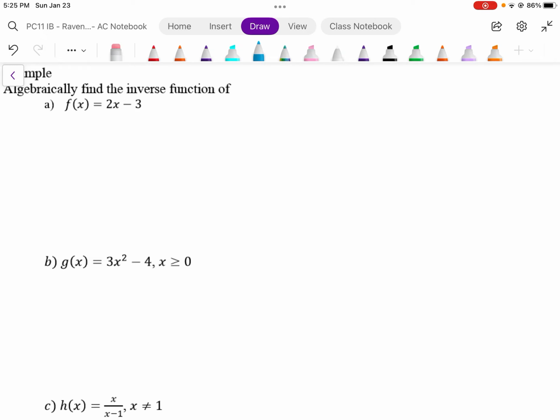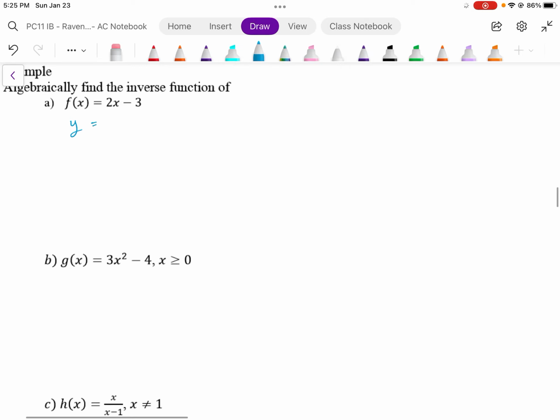Algebraically, find the inverse function of f of x is equal to 2x minus 3. We're going to follow a series of steps through here, but we're going to hit on one of those themes. One of those themes is that the x's and y's switch. So really, the first thing that we're going to do is replace the functional notation with y. This really does nothing, but it helps out the thought a little bit later.